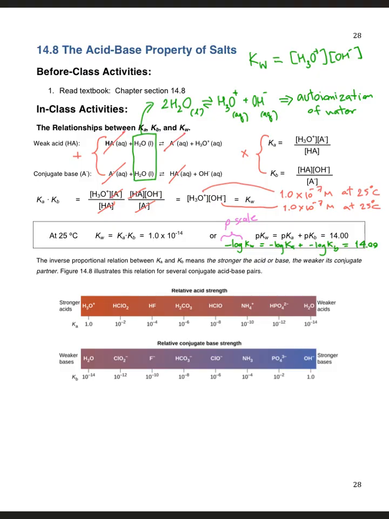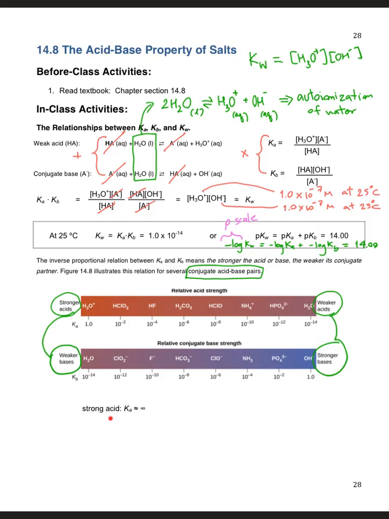In summary, I can say that the stronger the acid, the weaker its conjugate base. Vice versa, the weaker the acid, the stronger its conjugate base. Note that this relationship applies only to a conjugate acid-base pair. If they are not an acid-base pair, this relationship will not apply.